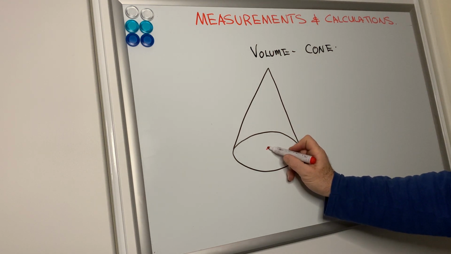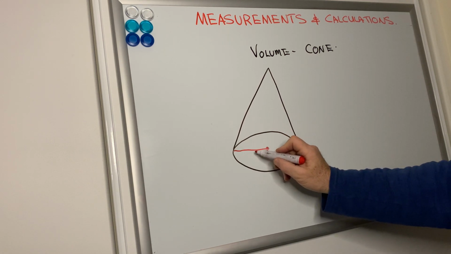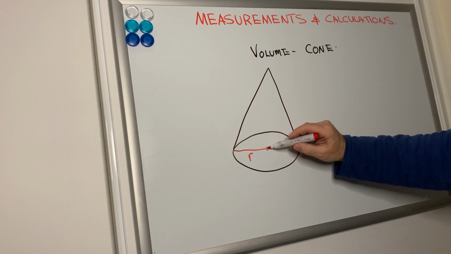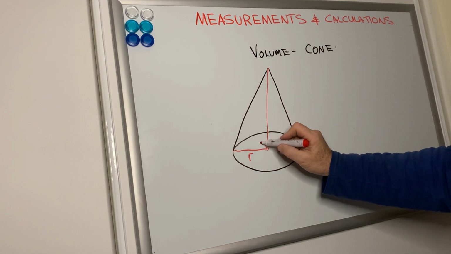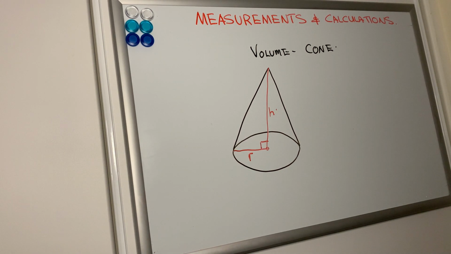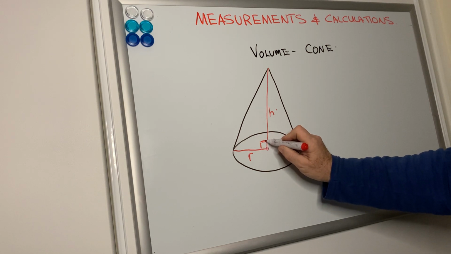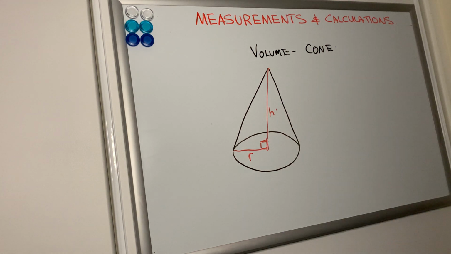And it has a radius. And we call the radius r, and it has a height up to there, of h. And remember, it must be the height at right angles. Okay, it's probably not the best height, but height at right angles. Very important that it's the height at right angles.